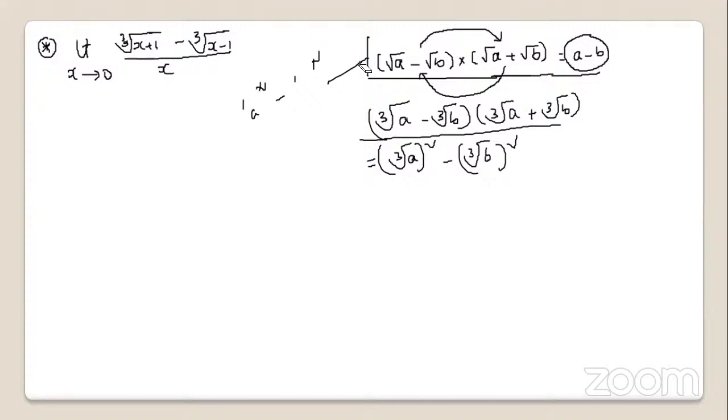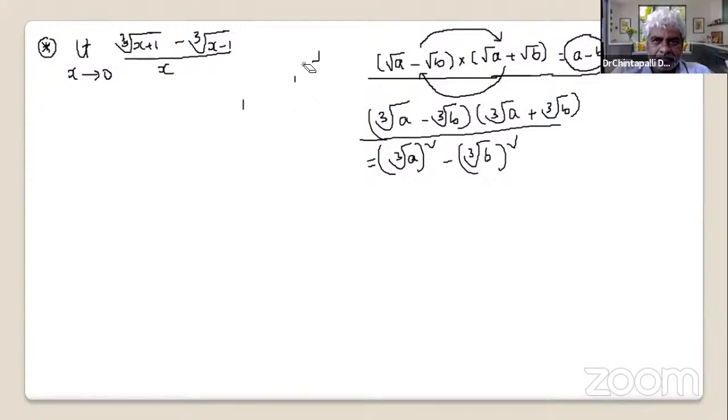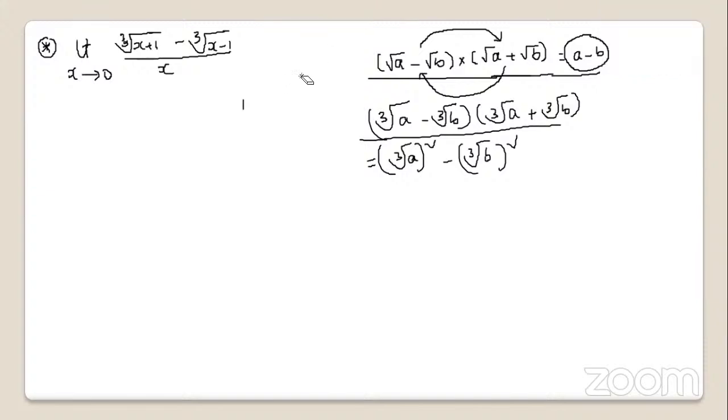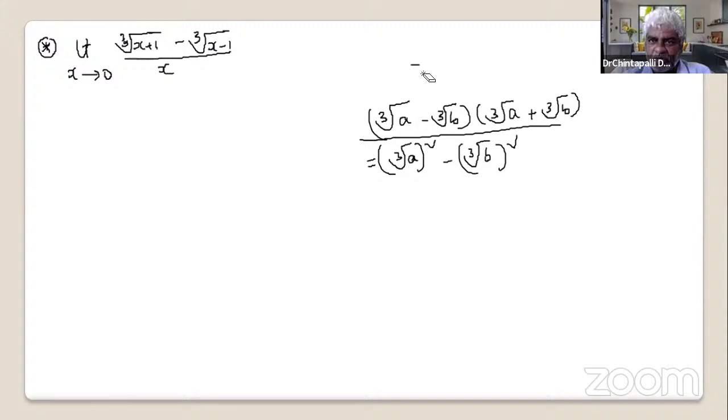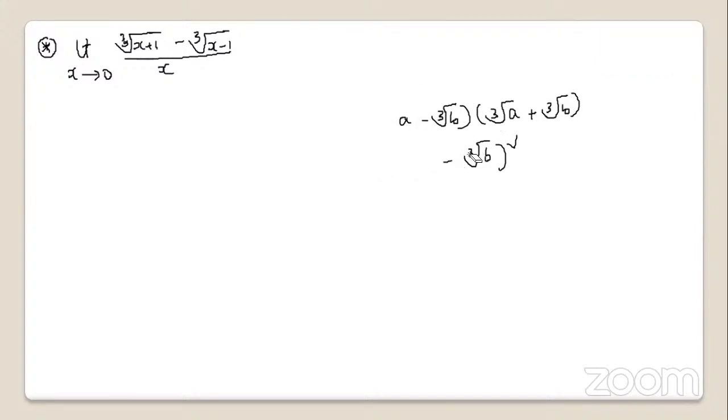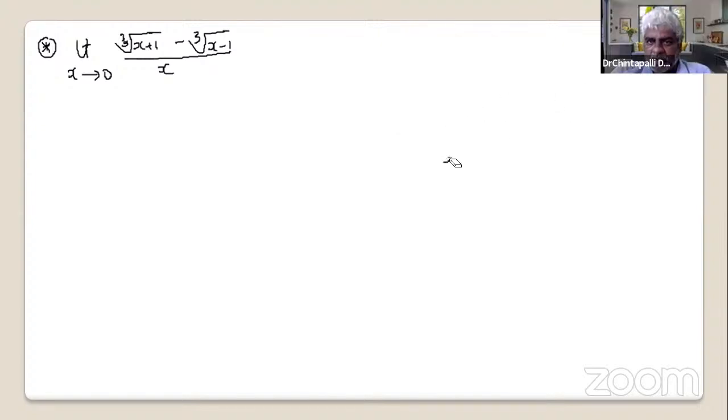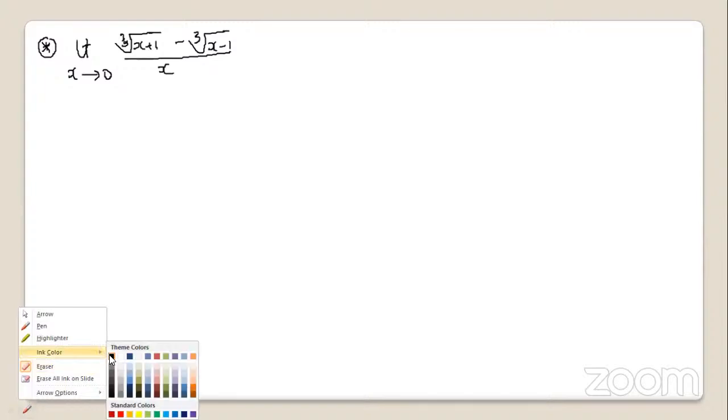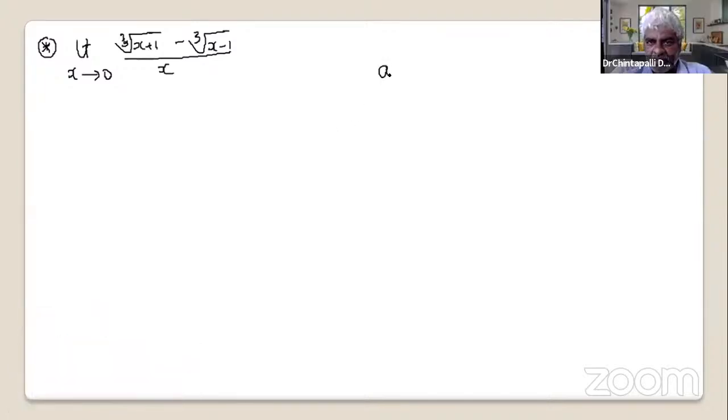So I will tell you a formula. To cancel a square root, we need a whole square. That's why previously we used this formula: a square minus b square is equal to a minus b times a plus b. It is used to cancel square roots.